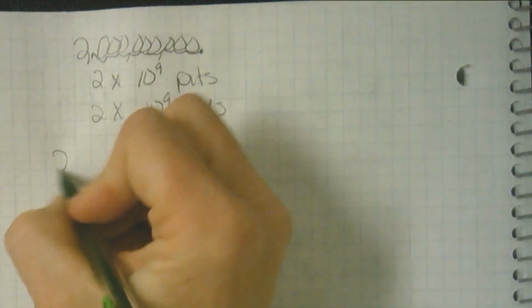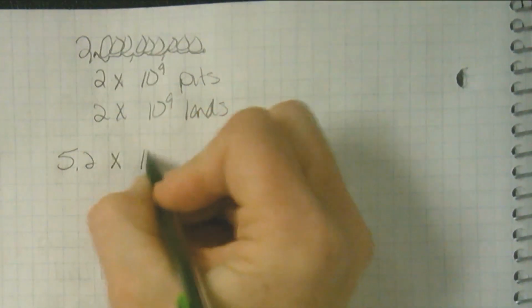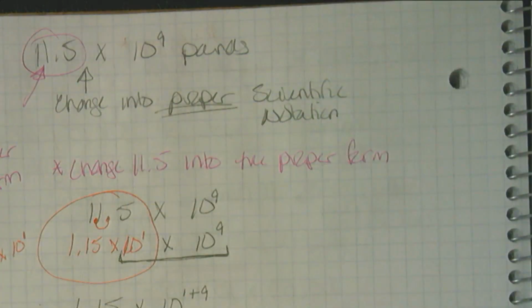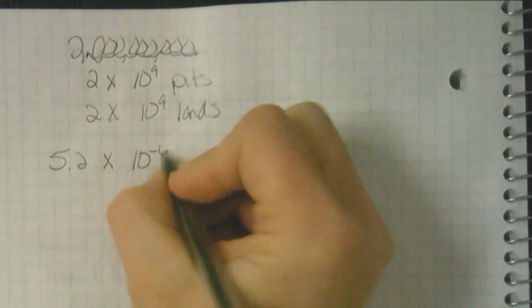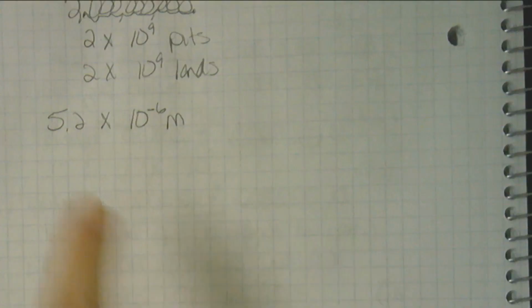Okay. So I want to explain something to you. I have 5.2 times 10 to the negative 6 meters. Somebody tell me again, what does this stand for? Brendan? It's combined length of a pit and land. How many of you guys agree with that?